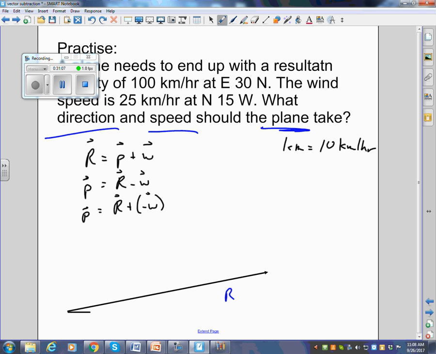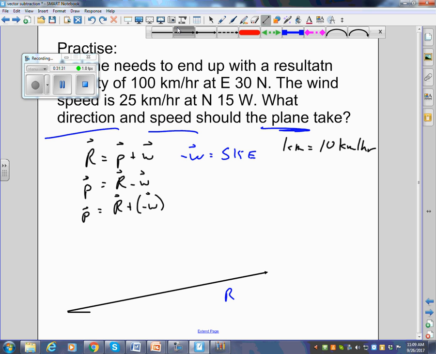So now the wind is 25 kilometers an hour at north 15 west. So that means that minus wind is going to be what? Not north 15 west, but south 15 east. Right? South 15 east. So south from there, and then 15 east. And it's only going to be 2.5, so just tiny.